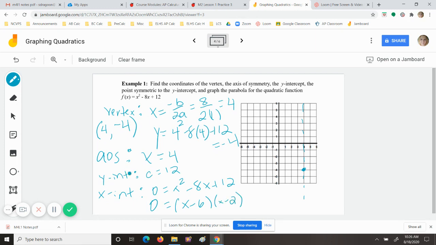And then if we solve, that's going to give us x equals 6 when we add that over, and x equals 2 when we add that over. So notice we now have our x-intercepts at x equals 6 and x equals 2.